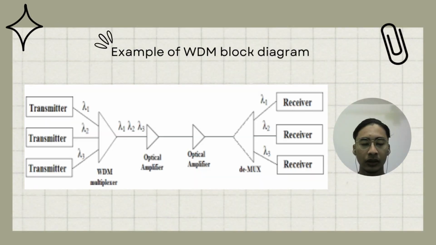So, last but not least is the example of a WDM block diagram. Multiple transmitters connect into one WDM multiplexer, go straight through an optical amplifier, and then arrive at the demultiplexer and then return to the normal receivers.